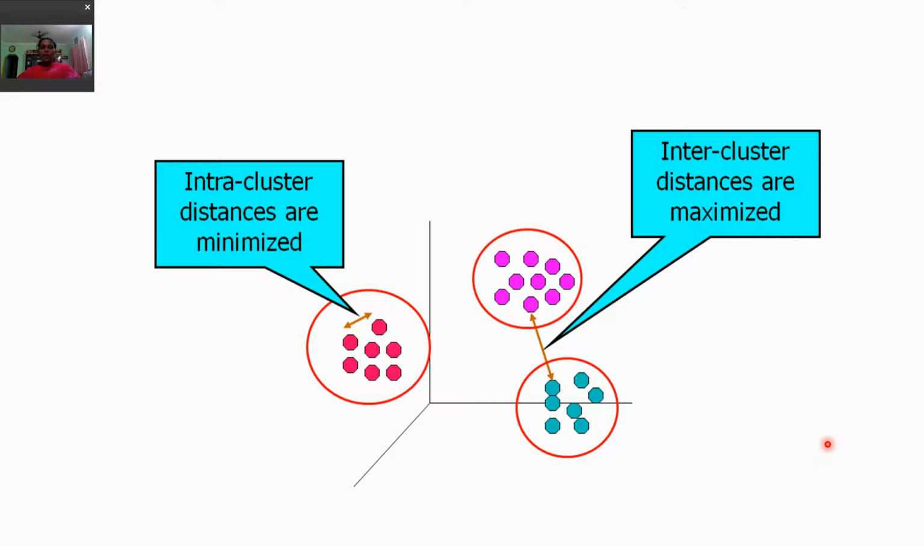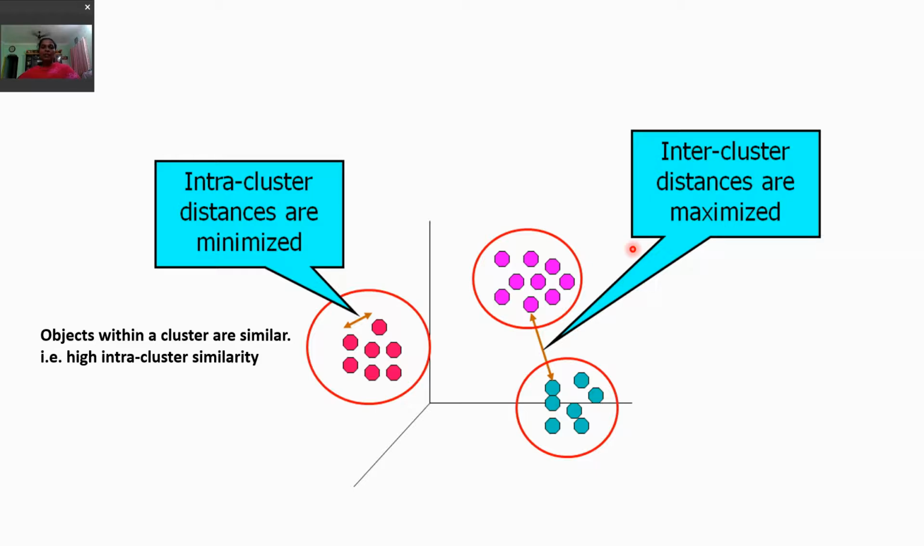In clustering, we have two terminologies. One is called intra-cluster and another one is called inter-cluster. Intra-cluster is nothing but within the cluster, inter-cluster is nothing but between the clusters. In intra-cluster, the objects within the cluster are similar. So the distance between two objects is very small. In intra-cluster, the distance between two objects is minimum. So there is a high intra-cluster similarity.